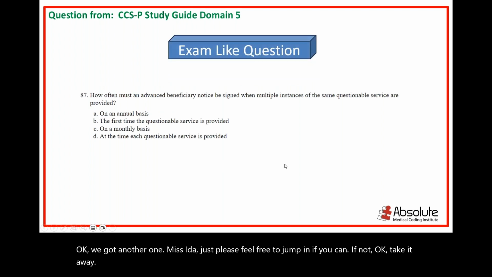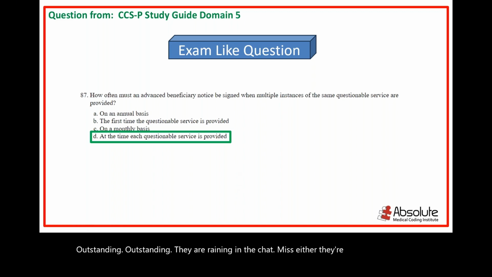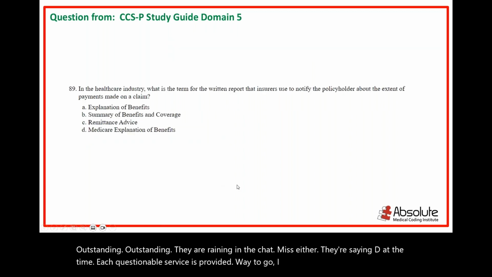All right. How often must an advance beneficiary notice be signed when multiple instances of the same questionable service are provided? A, on annual basis. B, the first time the questionable service is provided. C, on monthly basis. D, at the time each questionable service is provided. Outstanding. They are raining in the chat, Miss Ida. They're saying D, at the time each questionable service is provided. Way to go. I think we got one more.